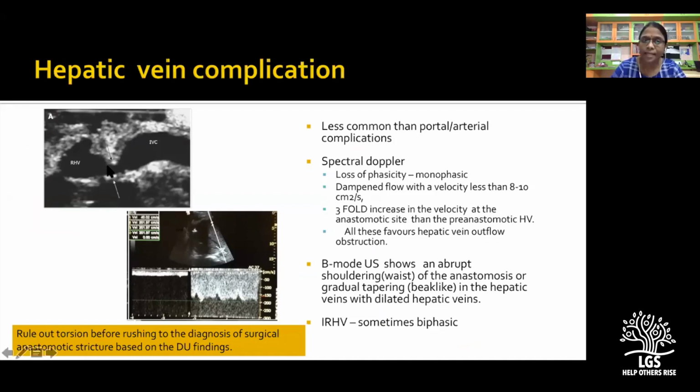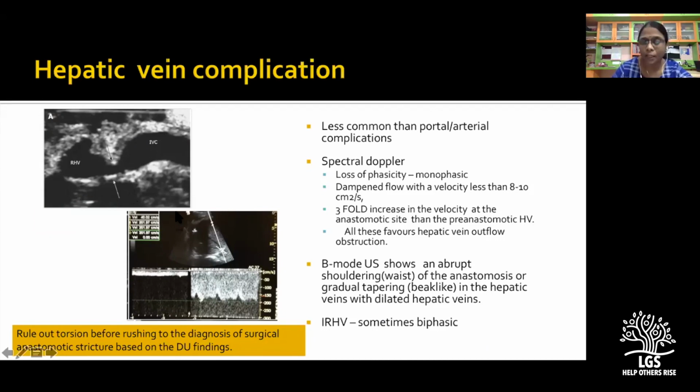So in the grayscale, we can see a beak sign or a waist sign. And what is very important is that, rather than the dampened monophasic flow, there is a threefold increase in the anastomotic jet velocity when compared to that of the pre-anastomotic velocity. And usually the velocity will be less than 8 to 10 centimeters with the loss of phasic variations.